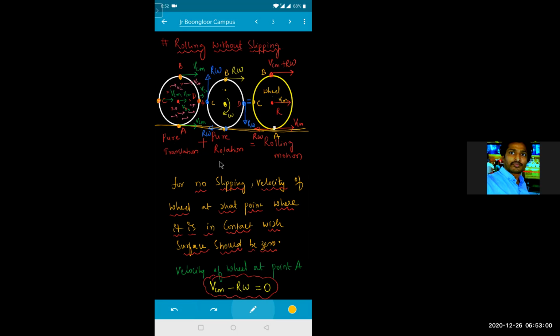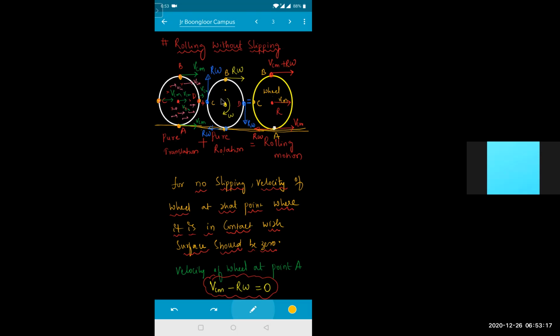I hope you got right now what is pure translatory and pure rotatory. In pure translatory motion, each and every particle is having the same VCM, whereas in pure rotation, the velocity is R omega, and that depends upon the direction of your rotation. Okay, now add both of them.